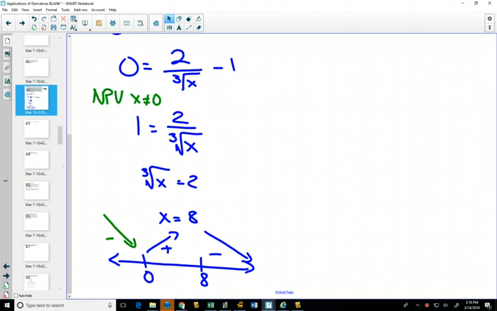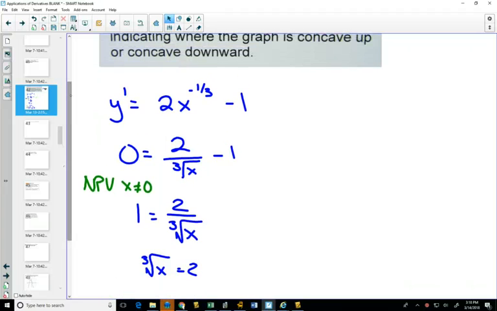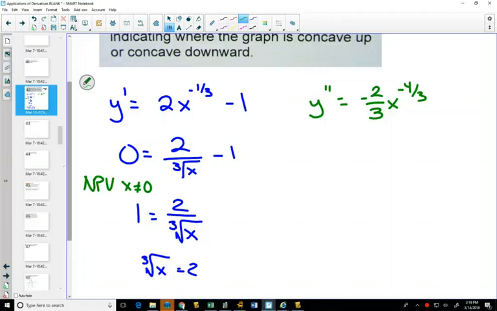Okay, let's keep going here. Let's do our inflection points as well. So if I did my second derivative, that negative 1/3 would come out in front. If I set that equal to 0, well, this is equal to negative 2 over 3. I move that x down here. This is the cube root of x to the 4.